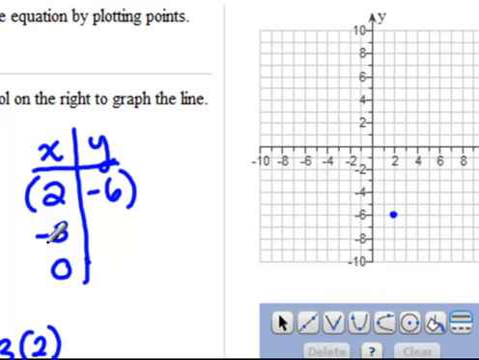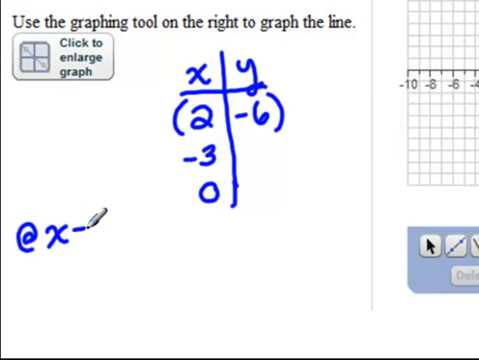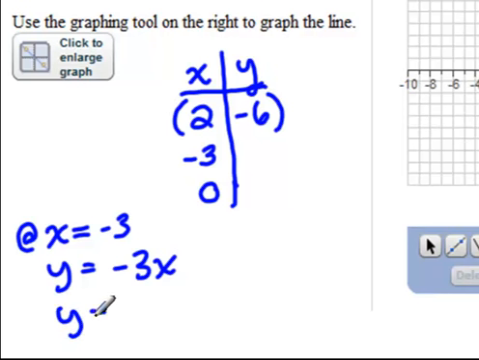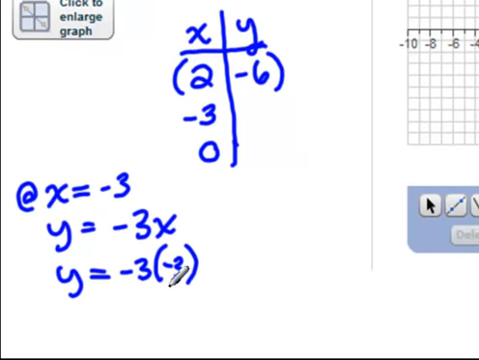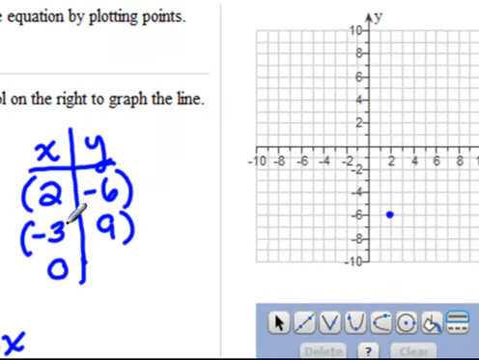Let's go ahead and do x equals negative 3. At x equals negative 3, we go back to the original equation, which is y equals negative 3x. I'm going to put in negative 3 for x. So I get y equals negative 3 times negative 3. Multiplying that together, a negative times a negative will get you a positive. And so I end up with a positive 9. So when x is negative 3, y is positive 9. To plot the point negative 3, 9 on the grid, we would go left 3 and up 9. And there's the point negative 3, 9.